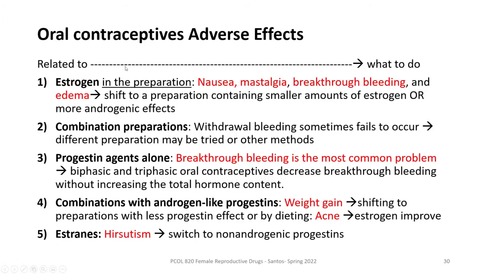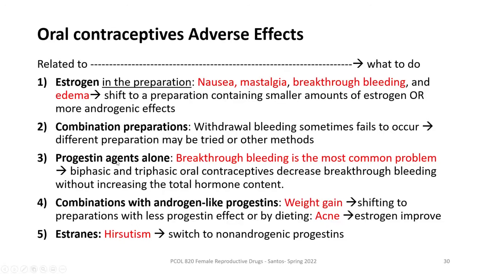So, what should we do when the problem is related to estrogen in the preparation, where the adverse effects will mainly be nausea, mastalgia, breakthrough bleeding, and edema? In that case, you should shift to a preparation that contains smaller amounts of estrogen or more androgenic effects. If you're using a combination preparation that normally promotes withdrawal bleeding, and sometimes that fails to occur, what you can do is move to a different preparation or try other methods.